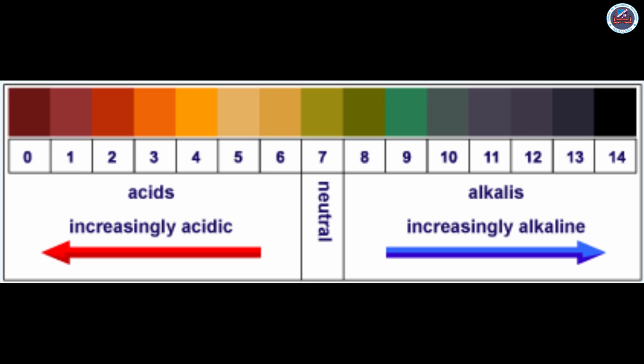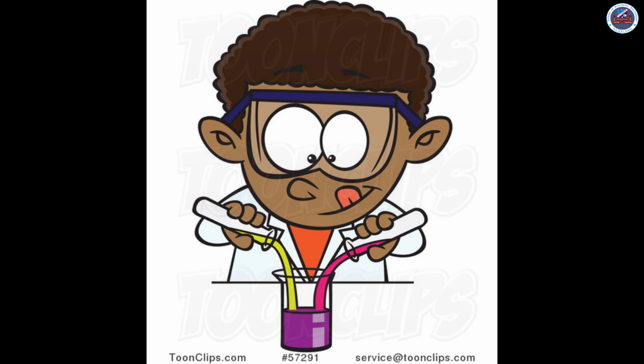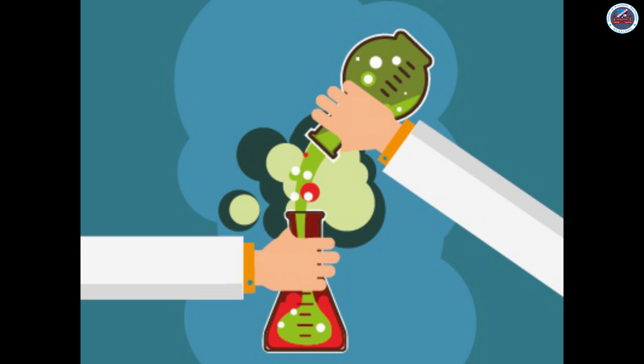Acids and alkalis are chemical opposites. They can cancel each other out when they are mixed together. It means if we have an acid and an alkali, and if we mix them accordingly, then both the acid and the alkali will be weaker.